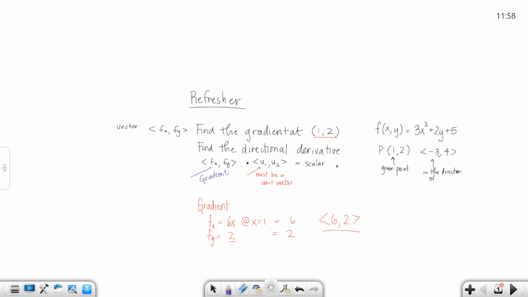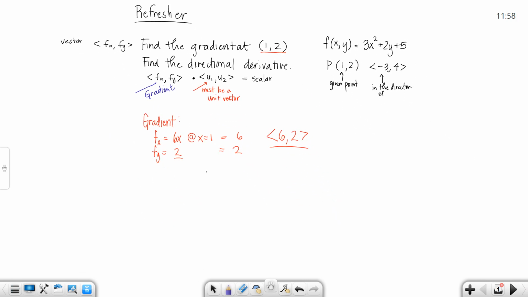So now that I have the gradient, the first part of the directional derivative is done. Let's write it first: (6, 2). Now this is a dot product. A dot product is a scalar quantity, and that's going to be really important. The gradient is a vector, but the directional derivative is a scalar, because remember, it's a slope. Okay, so it says in the direction of (-3, 4).